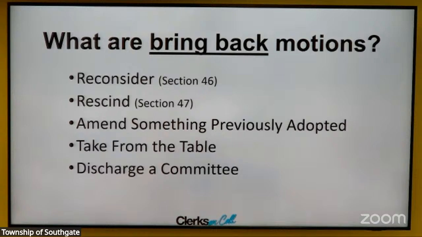And again, this order on the screen is simply the order that they appear in Robert's Rules of Order. It's important to note that changing something that your council has already decided should not be as easy as making the decision in the first place. So using these motions should not be done lightly, and consequently, these motions require a 2/3 vote without prior notice.